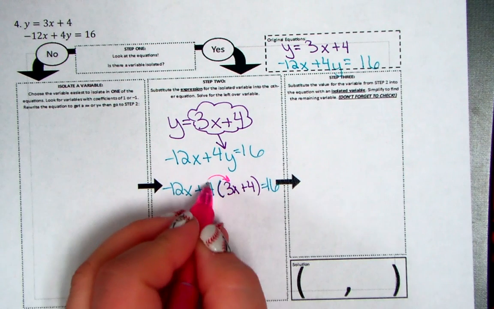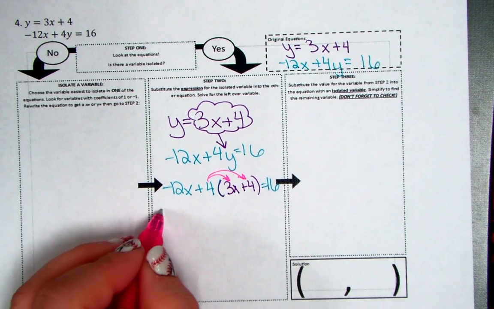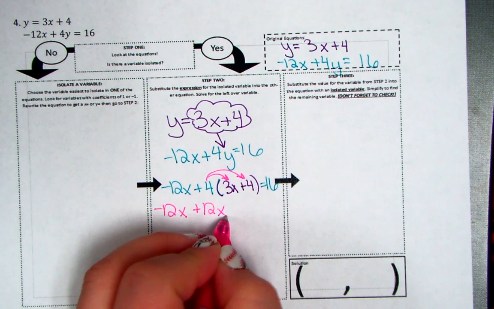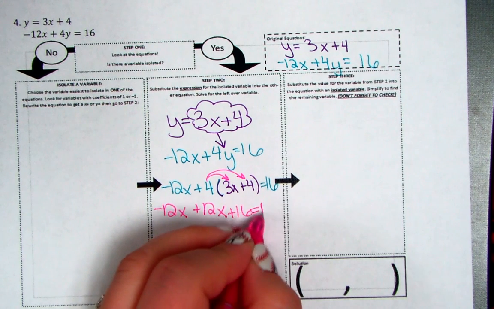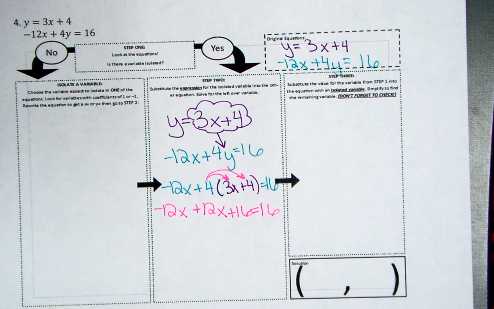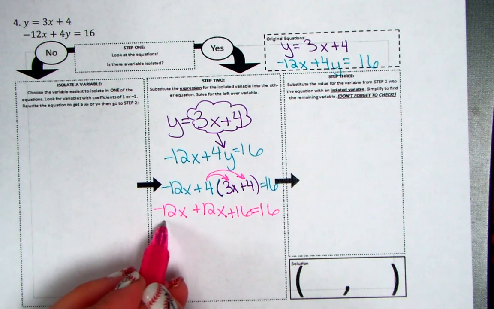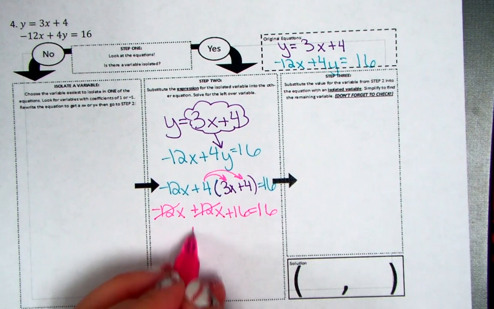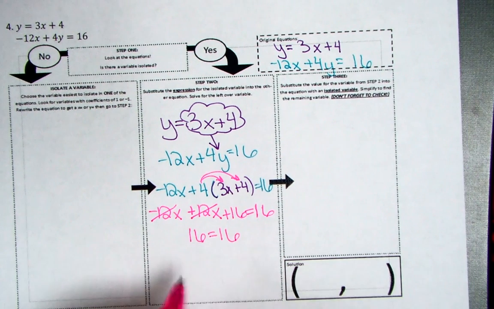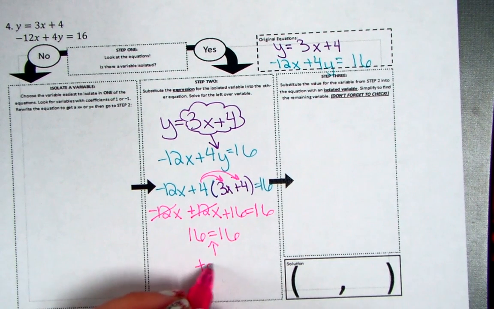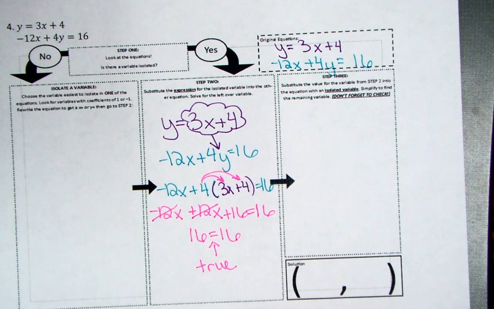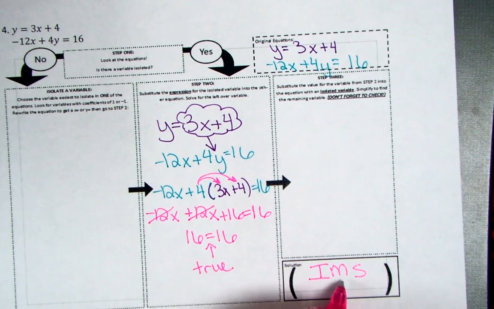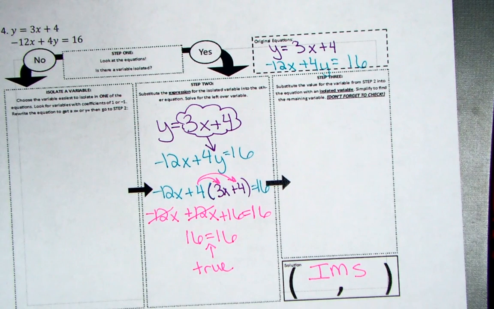We do have some distributing to do. Distribute the 4 all the way across. So negative 12x plus 12x plus 16 equals 16. Time to combine like terms. Negative 12x plus 12x is 0, so they're gone. And we're left with 16 equals 16. This is a true statement. That means that my solution or my answer is IMS, infinitely many solutions.